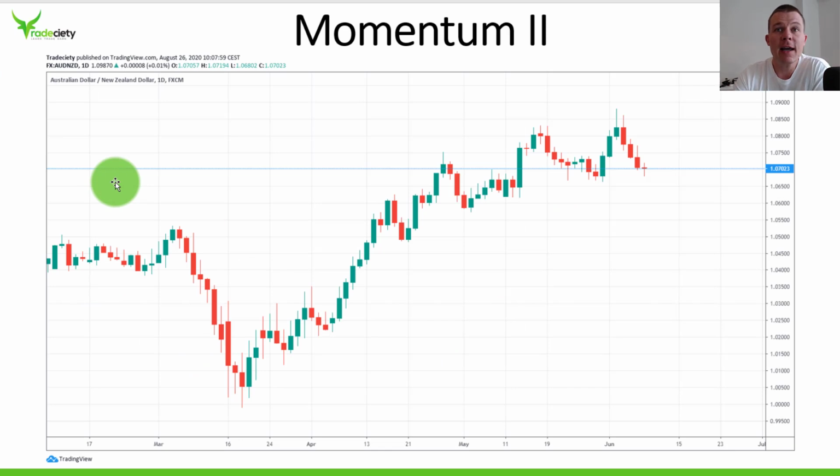Momentum 2. I am a divergence trader. I have a system, I have many different systems, and one uses divergence.